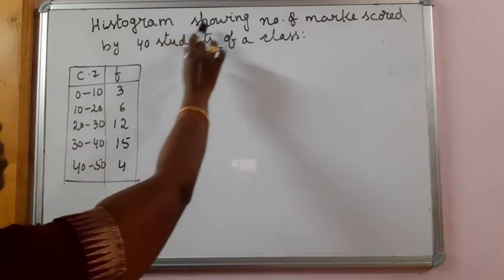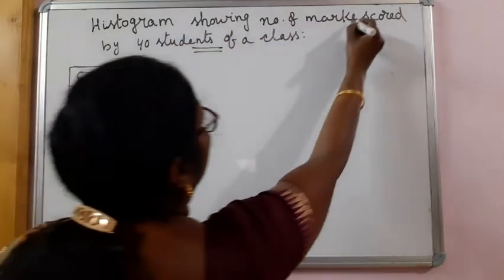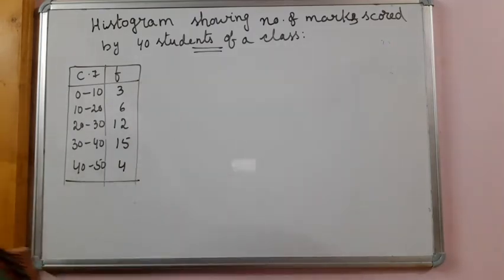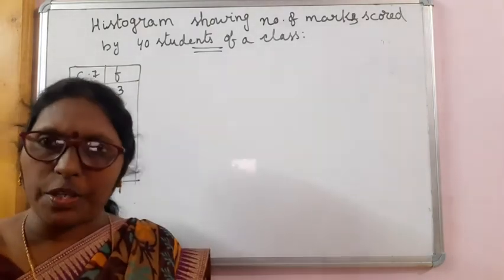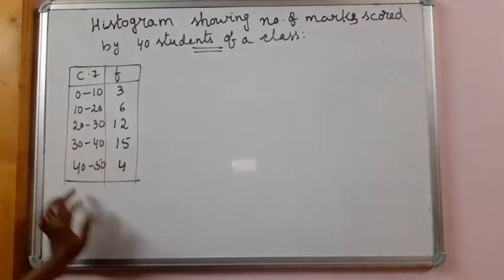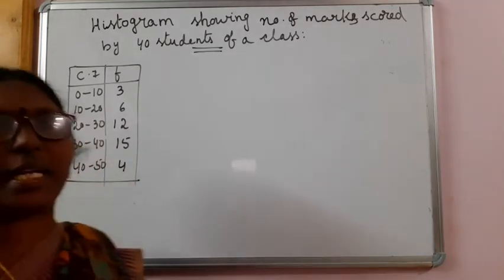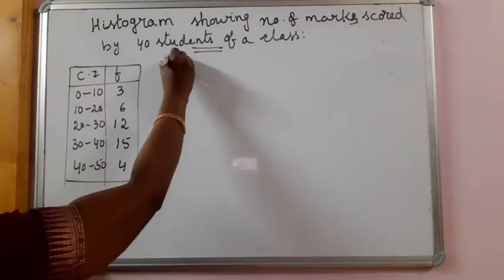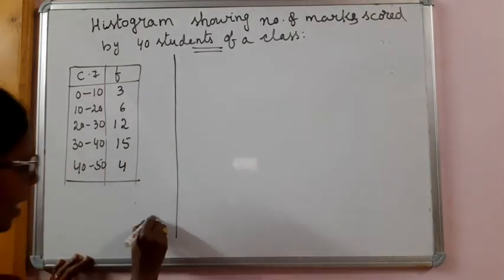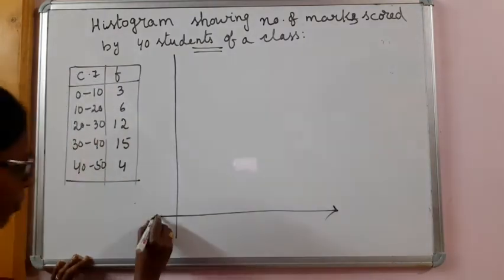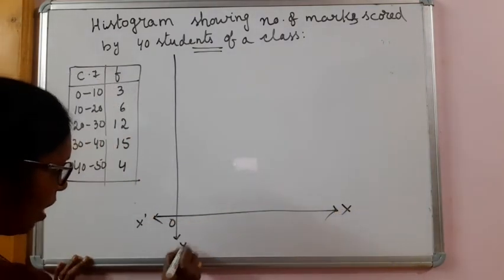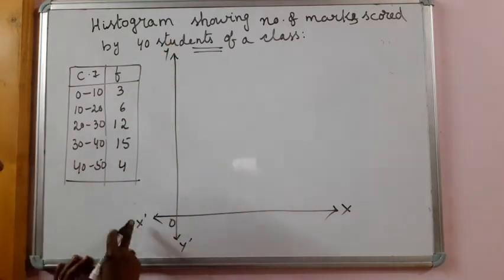Histogram showing number of marks scored by 40 students of a class. I am going to show you. I told you these are the overlapping class intervals. For the overlapping class intervals, we can draw the histogram. Same way, we have to draw the x-axis and y-axis at first. X dash OX is the x-axis. Y dash OY is the y-axis.